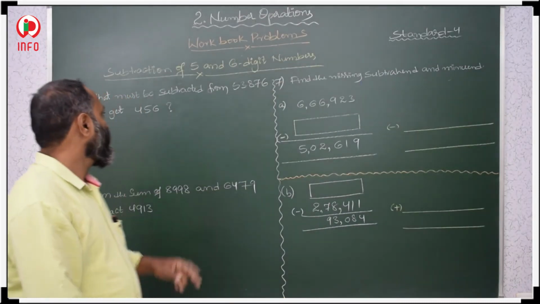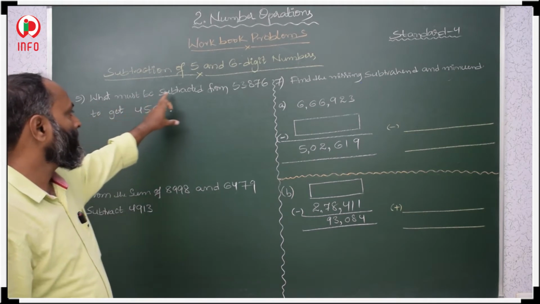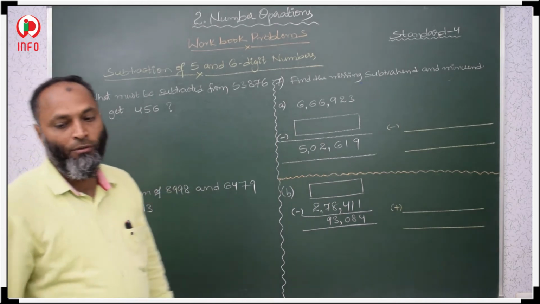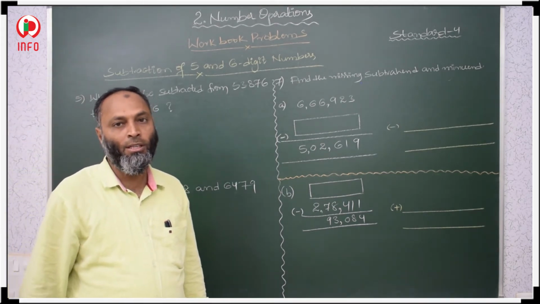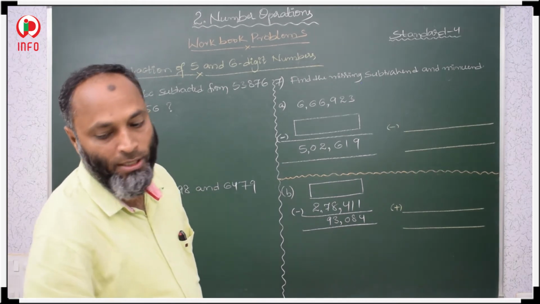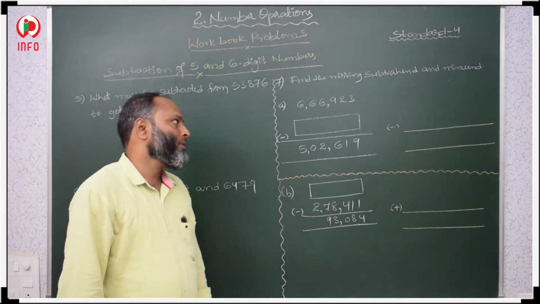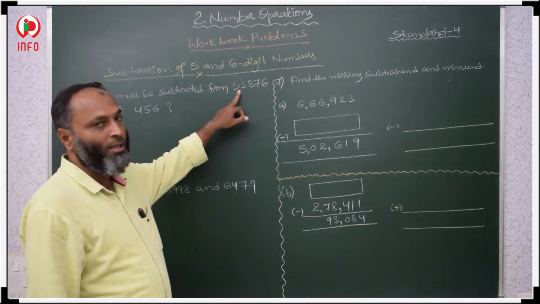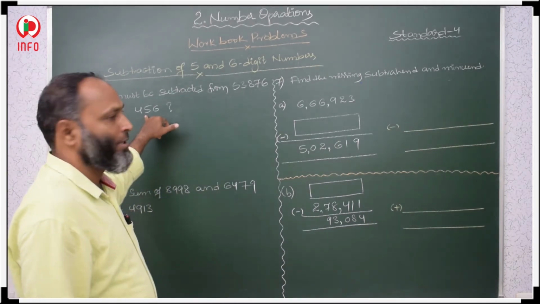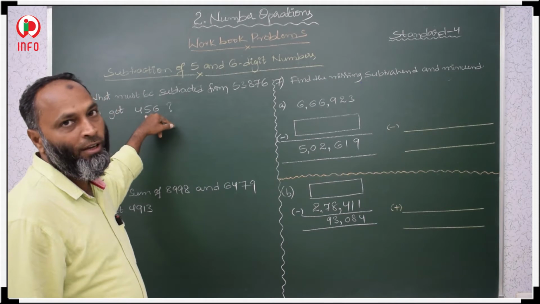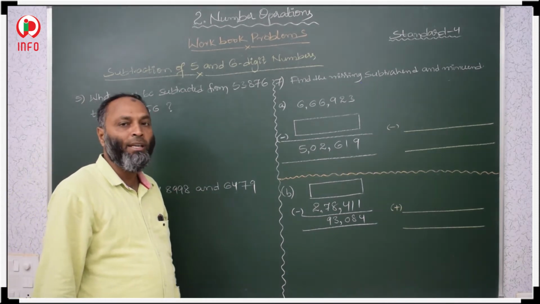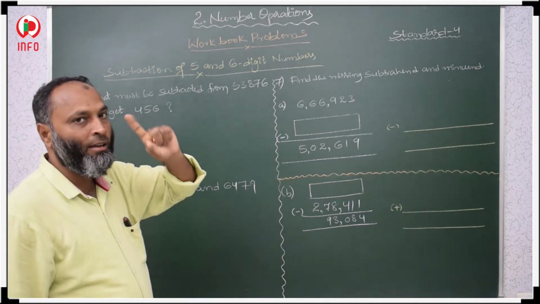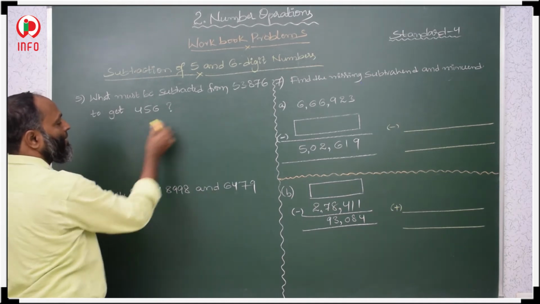Students, in the next question it is given: what must be subtracted from this to get 456? What must be subtracted? He is asking what must be subtracted to get 456, which means we have to subtract. So this is the minuend and this is the difference. Minuend and difference are given. If he is asking for the subtrahend, then we make minus from the minuend to the difference. Then you will get the subtrahend. Here, what is the minuend?